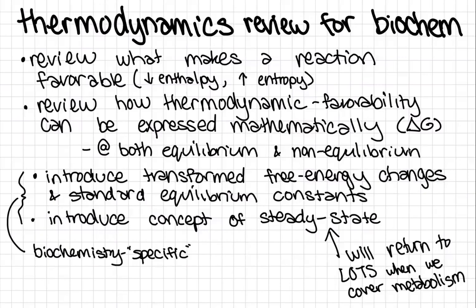about metabolism. But in terms of the review, we want to talk about what makes a reaction favorable, kind of inherently. So in terms of its enthalpy and entropy, how can we look at a reaction and think, okay, well, is this likely to be favorable or not? Review how we can express this mathematically using delta equations for delta G, both at equilibrium and at non-equilibrium, and thinking about inherent favorability versus favorability under the actual conditions, taking into account concentrations.